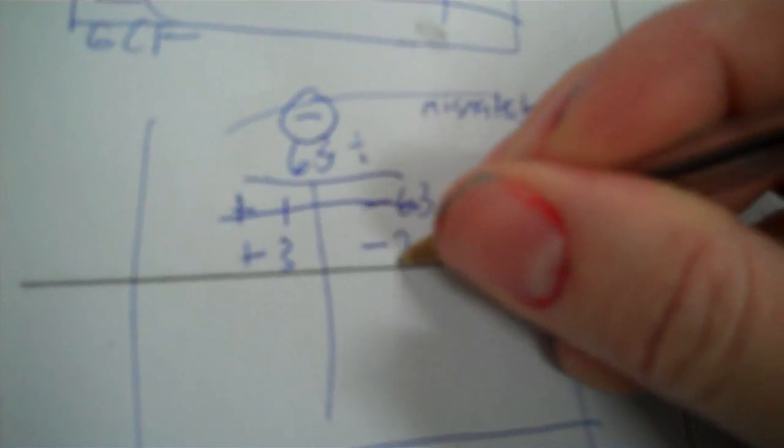3 and 21. That's negative 18. That's not close. Okay.